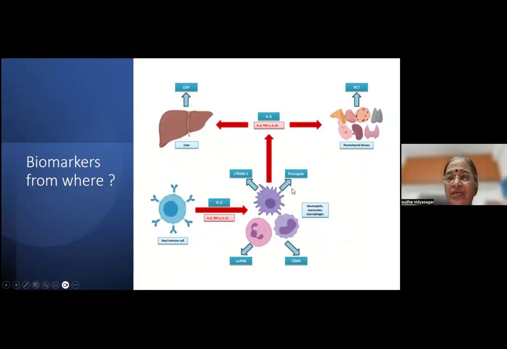Now, where are these biomarkers coming from? For example, the CRP comes from the liver. Then you have the monocytes, the macrophages, the neutrophils. All of them are producing sTREM-1, presepsin, CD64, suPAR, and you have the procalcitonin, which is produced by many cells. Okay, the parenchymal tissues, from the gut, from the lung, from the kidney, from everywhere, the procalcitonin comes out. The host immune cell, of course, produces IL-6, which acts upon these cells. So there are many biomarkers coming from various parts of the body, and these are all present in the blood.